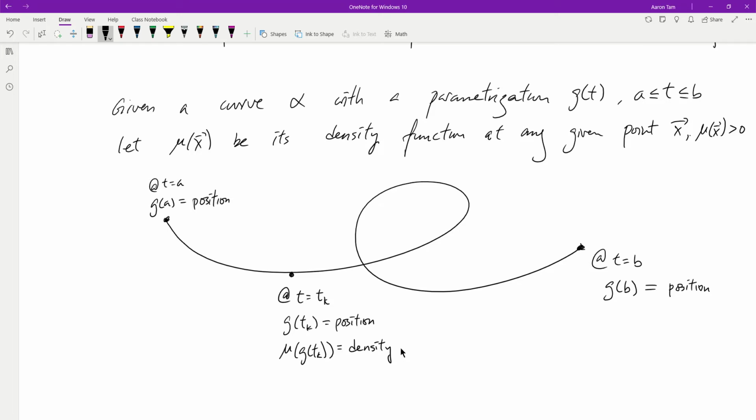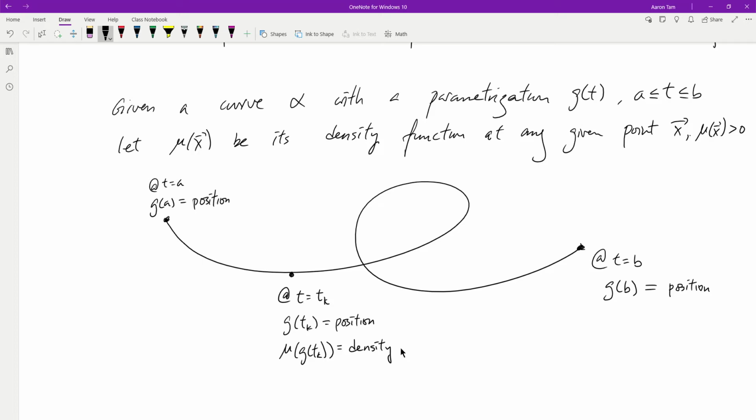So now comes the big question. If the density is constantly changing, how am I going to calculate the mass of this curve? Well, first of all, the mass of this curve, this path or this curve alpha, will be dependent on how long it is. But at the same time, because the density is changing, I cannot simply multiply the length of this curve by the density. So how do we actually proceed with this?